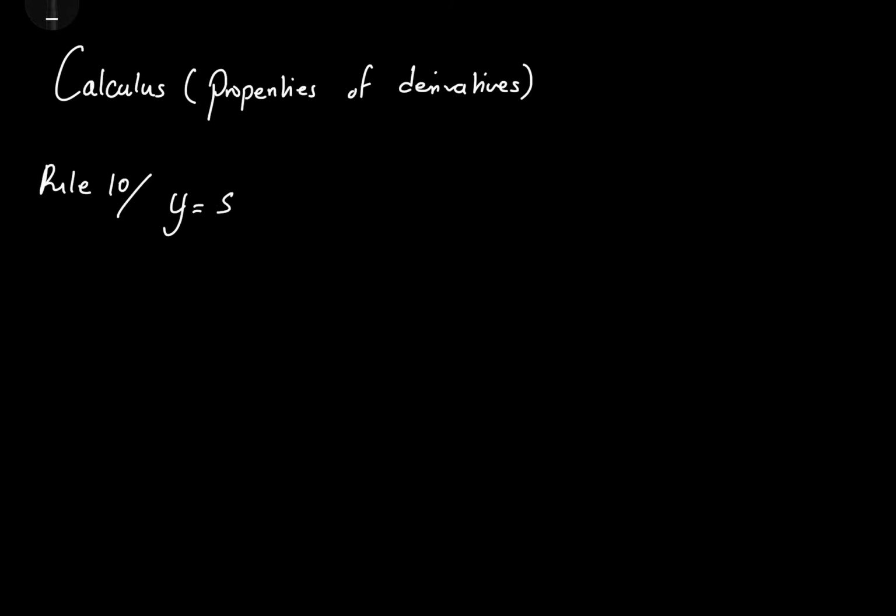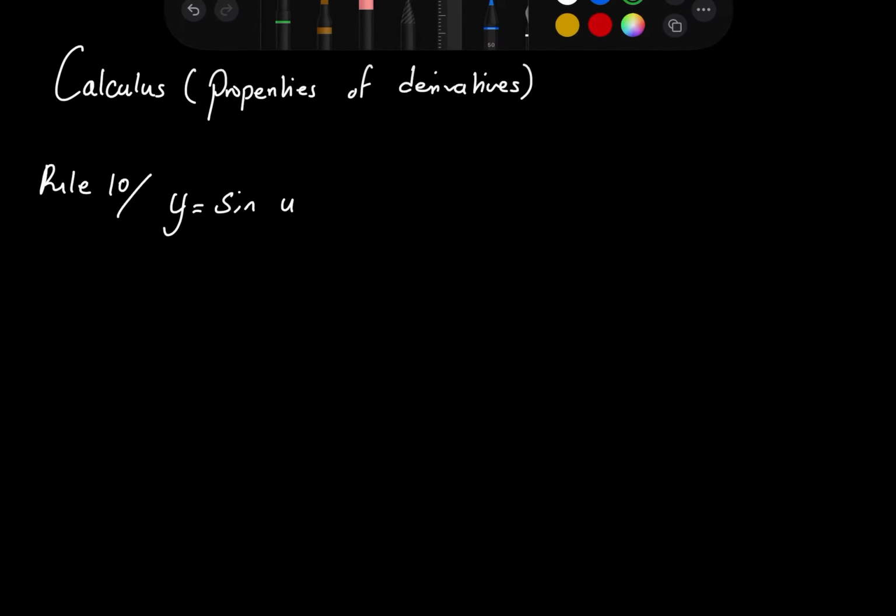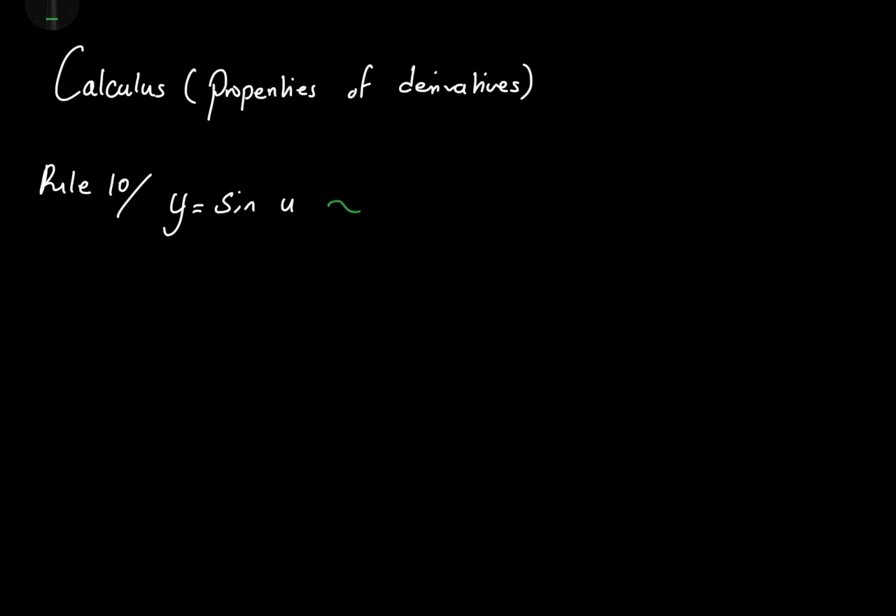Y is equal to the sine of u, u being a function. In order to take the derivative of a sine function, all you have to do is write it as y prime is equal to, y prime indicating the derivative symbol. So y prime is simply equal to u prime times the cosine of u.